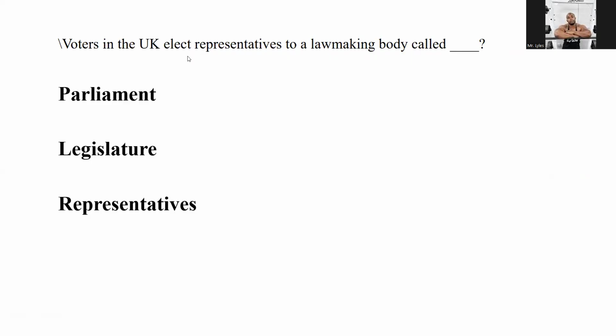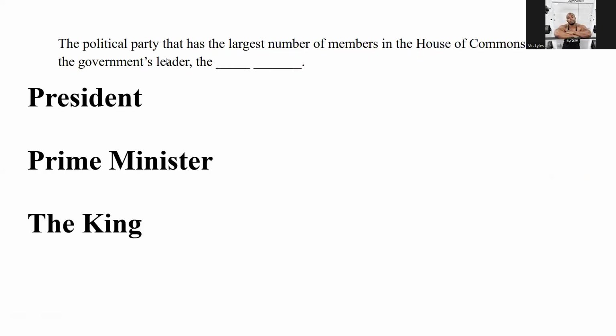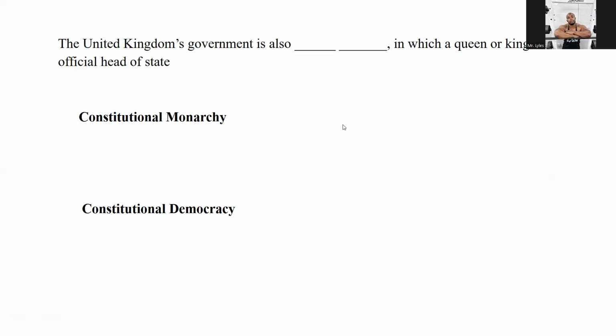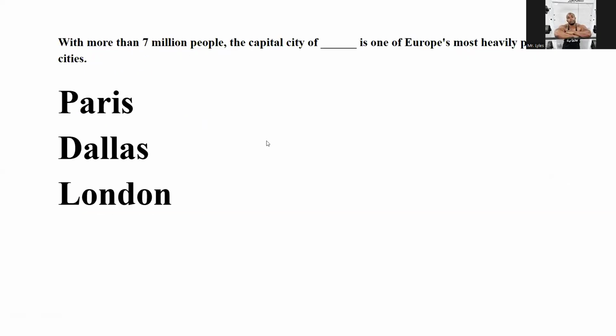Voters in the UK elect representatives to a lawmaking body called the Parliament. The political party that has the largest number of members in the House of Commons chooses the government's leader, the what? And that's the Prime Minister. The United Kingdom's government is also blank blank, in which a king or queen is official head of state. We're talking about a monarchy, because of a king and queen, so it's a constitutional monarchy.